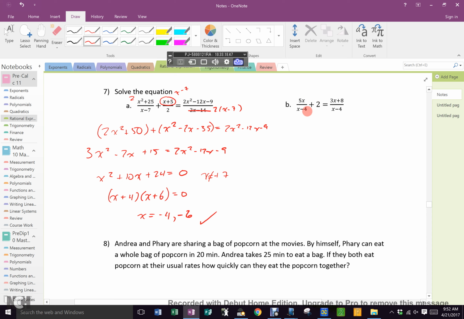This one's tricky. This one messes with kids. Why? Because that 2, everyone forgets it's got a denominator, which is what? 1. What does its denominator need to be? x minus 4. So this 2 needs x minus 4. So I got 5x plus 2x minus 8 equals 3x plus 8, right? 7x minus 8 equals 3x plus 8, 4x minus 8, 8 minus 8 is minus 16 equals 0, 4x minus 4 equals 0, x equals 4. Is that okay?